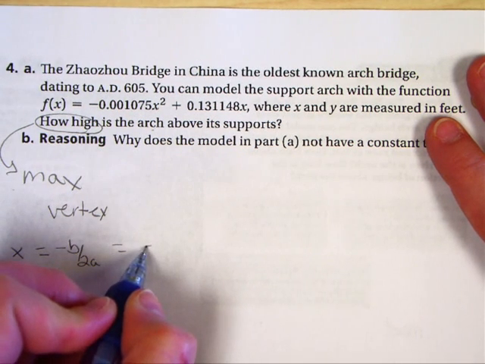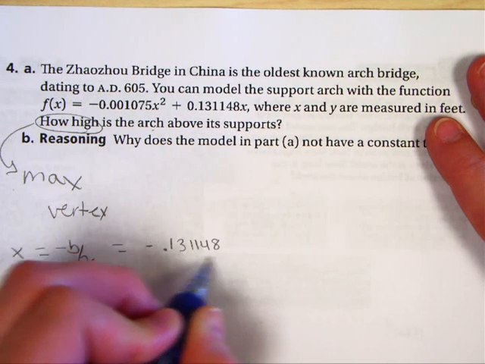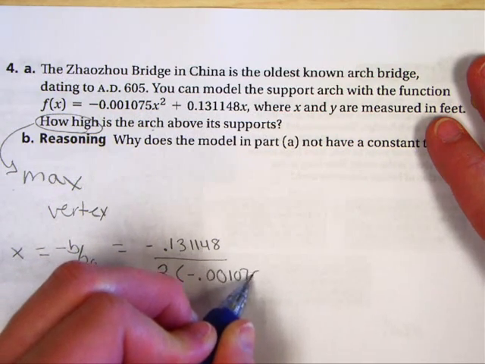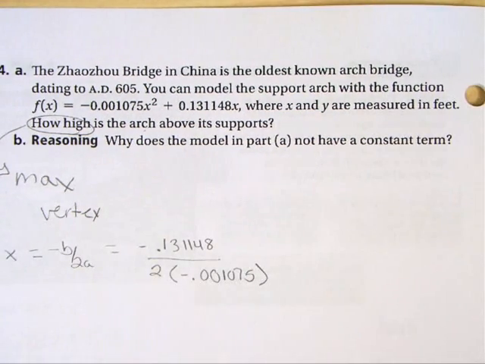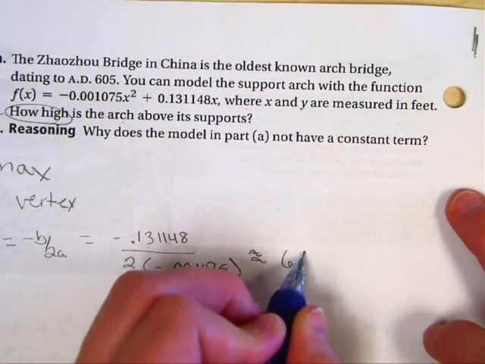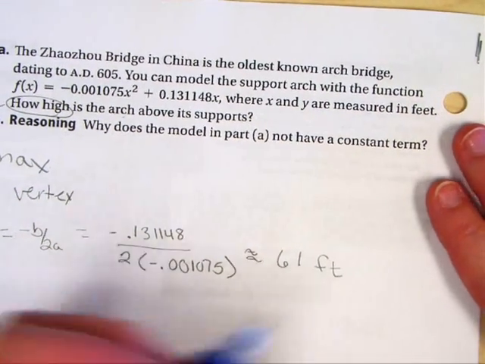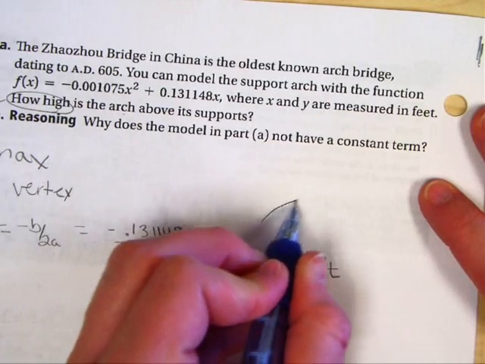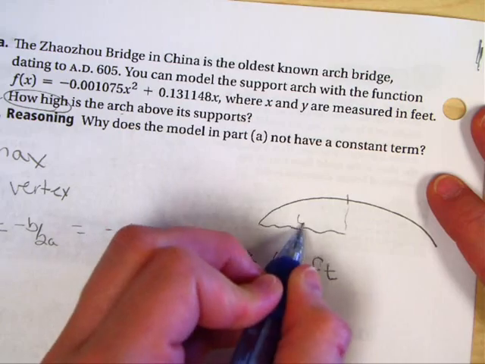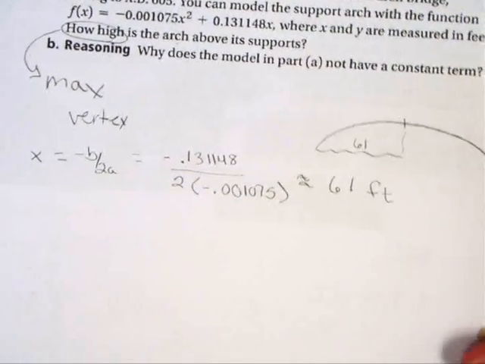That's going to be negative 0.131148 over 2 times negative 0.001075. Plug those in. You're going to get approximately 61 feet. That's how long it takes. Here's your arch. They're saying it takes 61 feet to reach the max. Now we're going to figure out what the max is. It's right above the water.